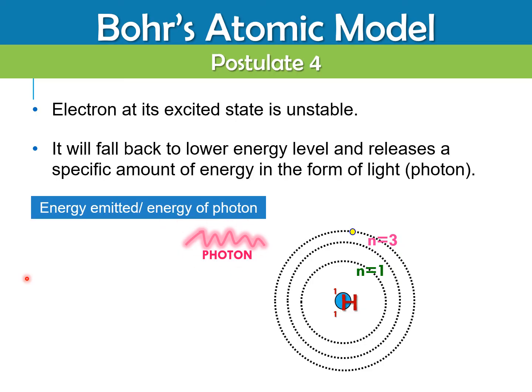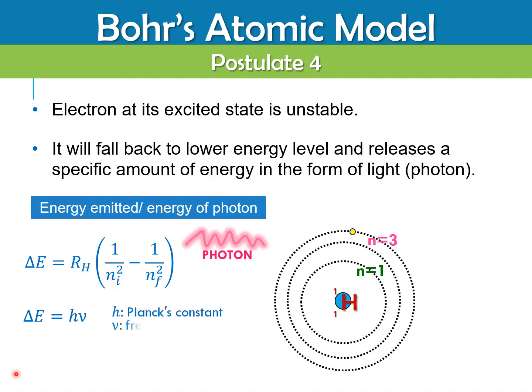Tenaga photon ni kita boleh calculate menggunakan 3 formula. The first one is delta E is equal to RH 1 over N initial squared minus 1 over N final squared. The second one is delta E is equal to H nu. H is the Planck constant, nu is the frequency. And the third one is delta E is equal to Hc over lambda. H is the Planck constant, c is speed of light, and lambda is wavelength.